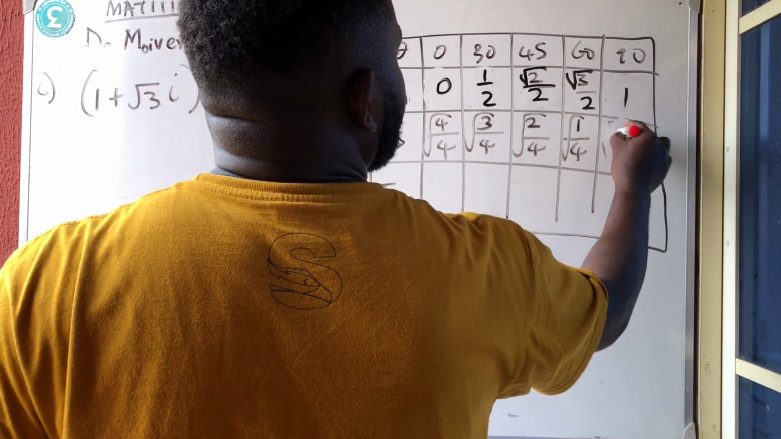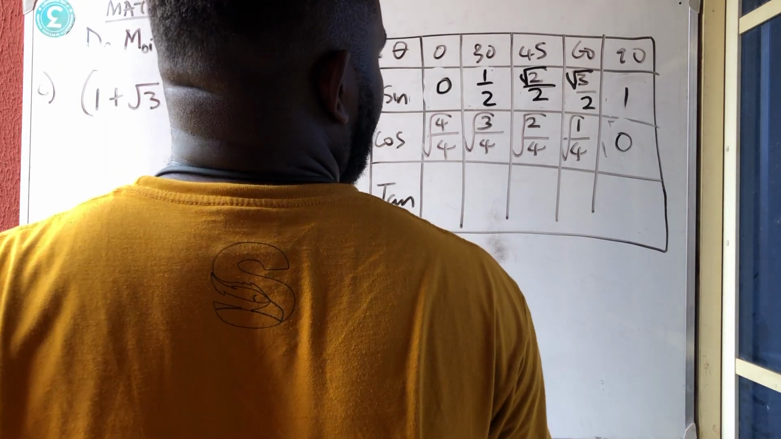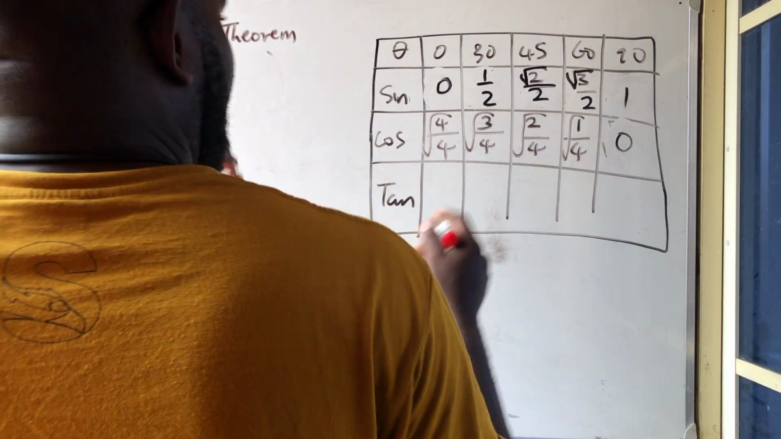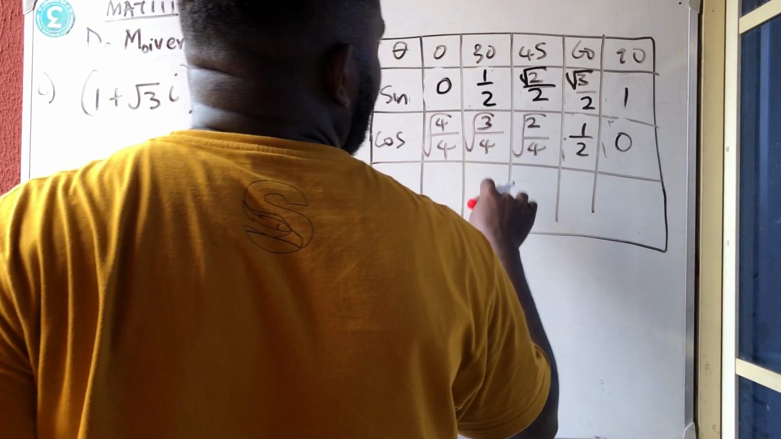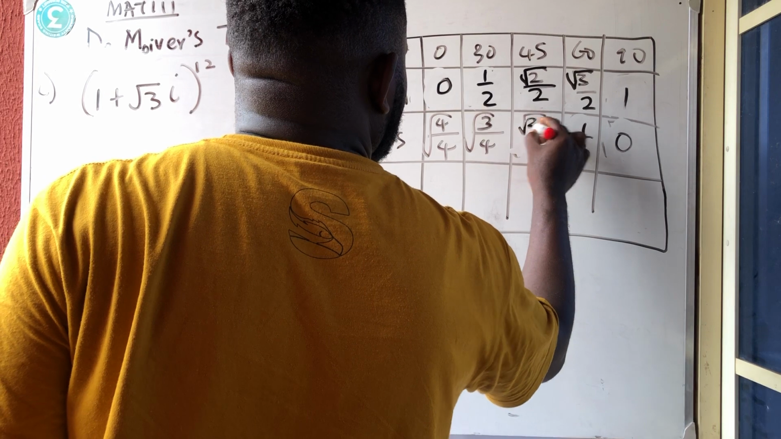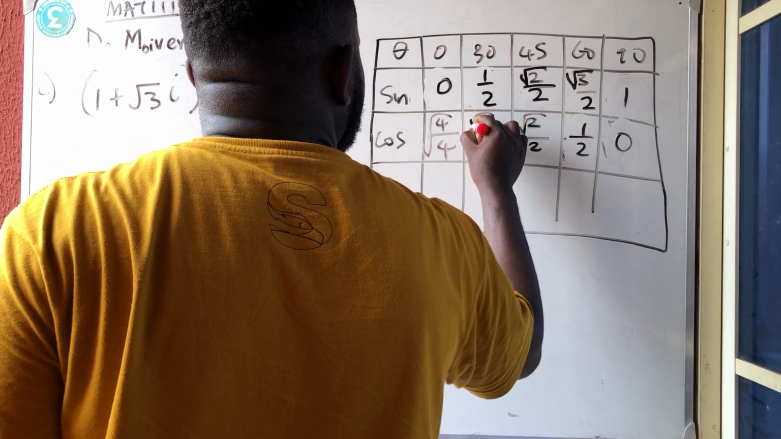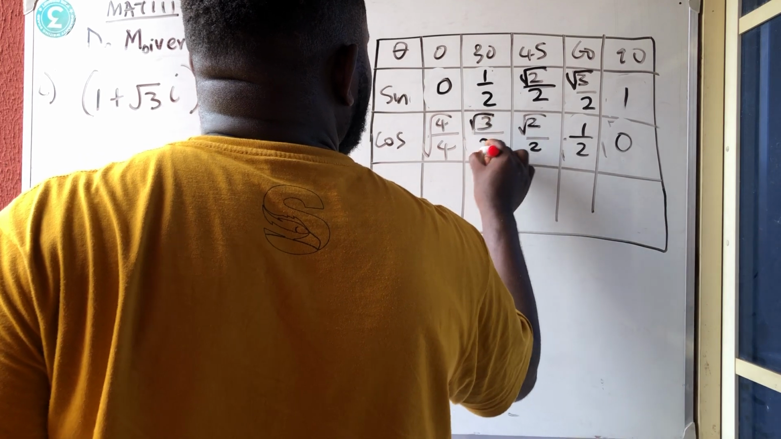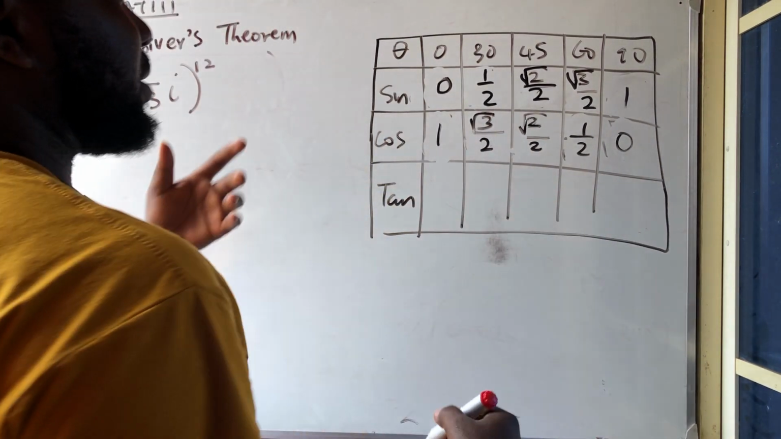So here is 0. This one will give you 1 over 2. This one will give you root 2 over 2. This one will give you root 3 over 2. This one will give you 1. So to get the last part, you start dividing.